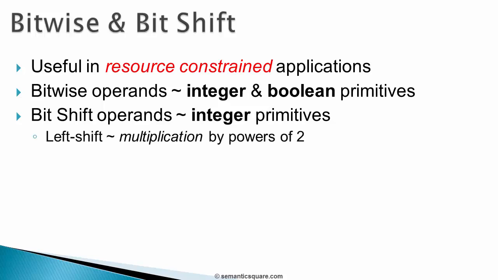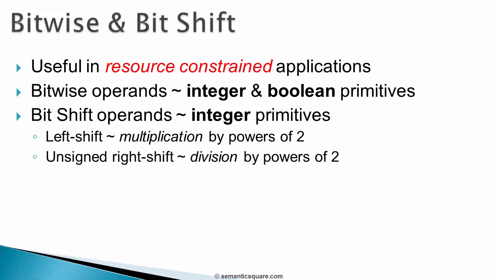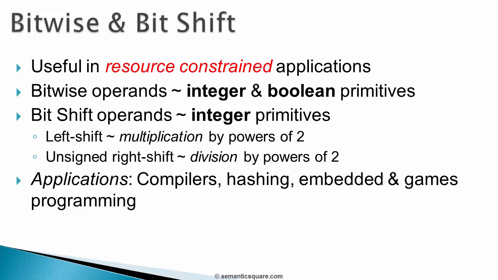Left shift operator corresponds to multiplication by powers of 2, while unsigned right shift operator corresponds to division by powers of 2. Such bit shifting is much faster than performing multiplication and division, and hence they are useful where performance is critical. And here are some applications of these operators. If you recall, we discussed that Java uses these operators in its hash map data structure, which is an implementation of hash table. Specifically, it is used in something called a hash function. Hash map and hash tables will be discussed when we are covering data structures.